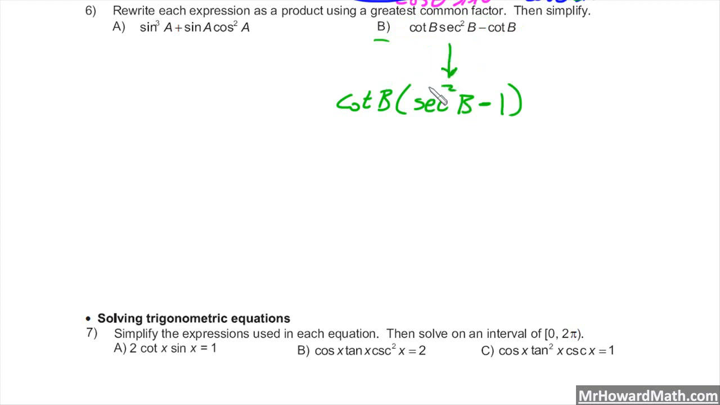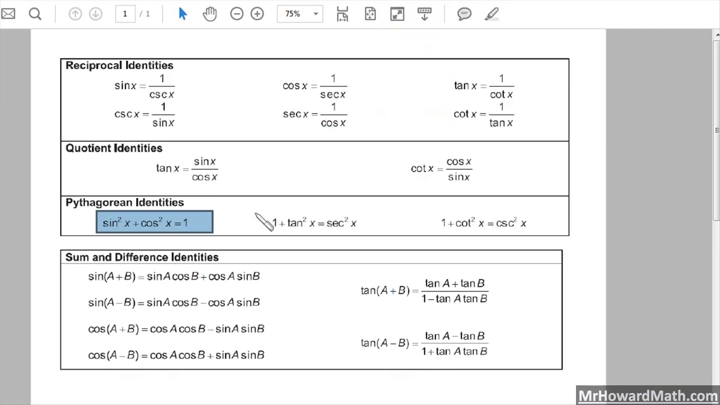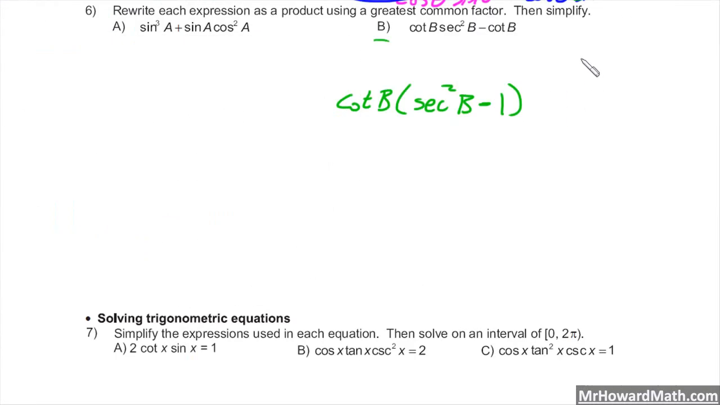Notice we have a squared term, so we should be looking at our Pythagorean identities. So I'm going to use this one right here, 1 plus tan squared x equals secant squared x. So I'll do it this way: 1 plus tan squared theta equals secant squared theta. That's right off of that identity sheet. So if I subtract this 1 over here, I'm going to get tan squared theta equals secant squared theta minus 1. I'm just rearranging this identity. Well, that's exactly what I have right here. So it's just tan squared theta.